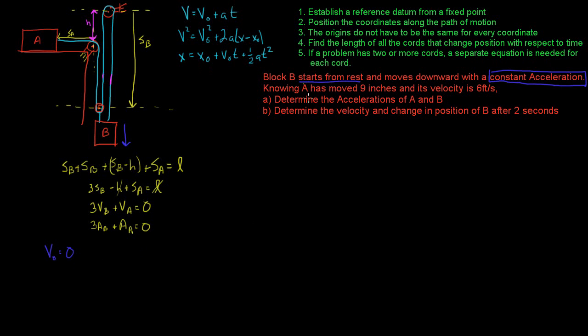And if we keep going, we know A has moved 9 inches. Units are important here, and its velocity is 6 feet per second. So we know X is going to be 9 inches, or 9/12 of a foot, and the final velocity is equal to 6 feet per second.